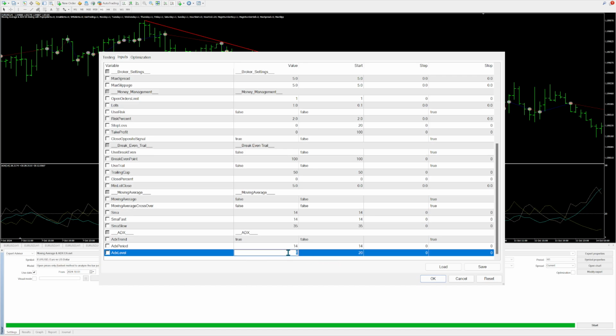We didn't actually have it, but if you just put 20, then it would only take trades if the ADX was crossing and above the level set here.